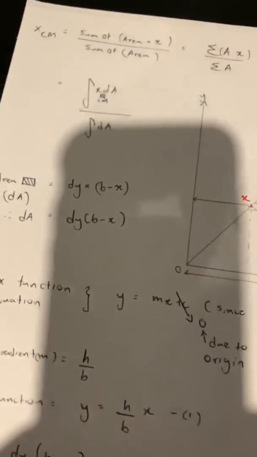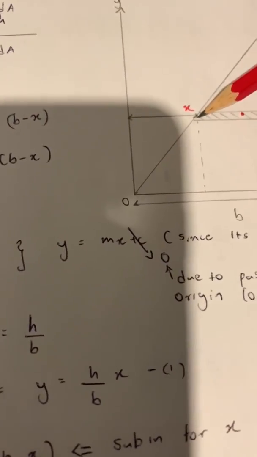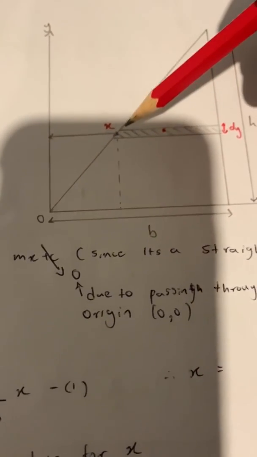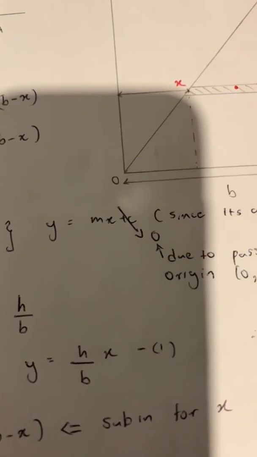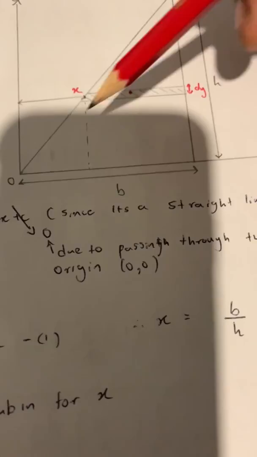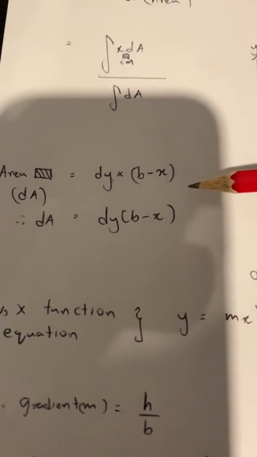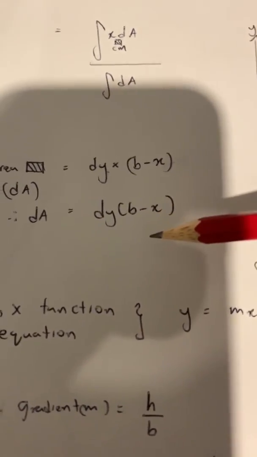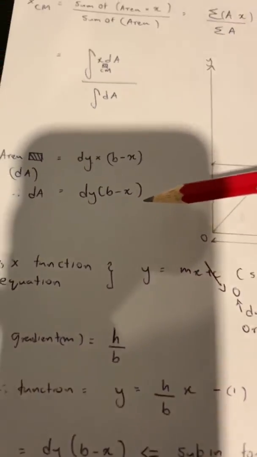Okay, so what we can do is find the area of this. We can say the area is equal to dy times this length here. That length is the base B minus the value X. So dA equals dy times B minus X.